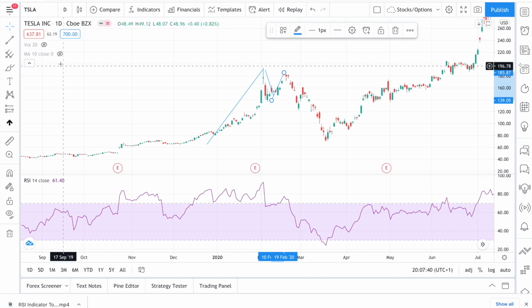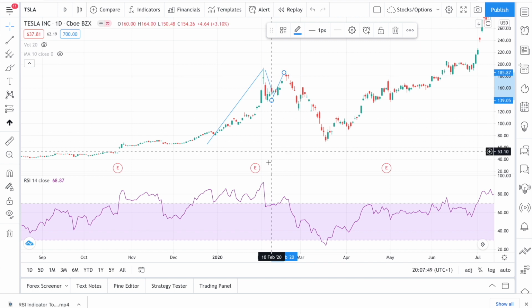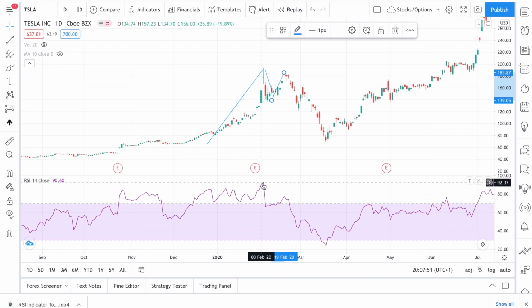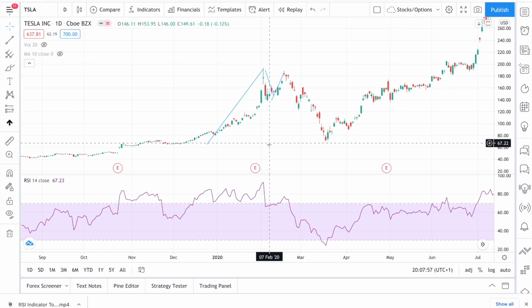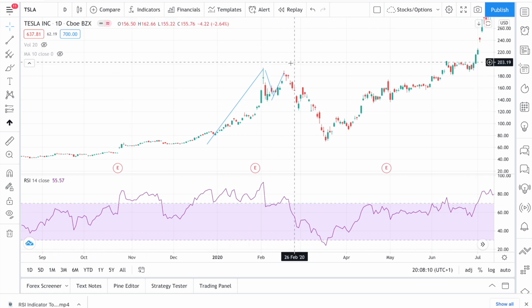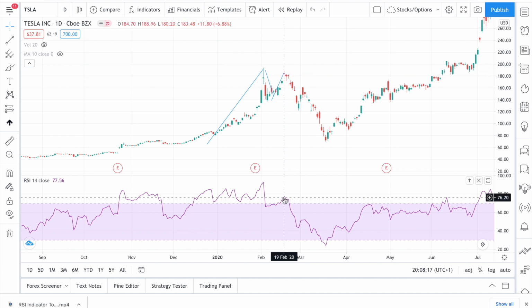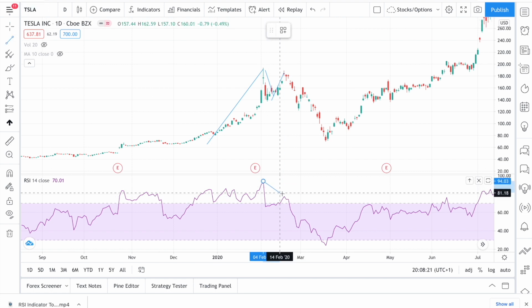However, if we have a look at the RSI, when the share price made the new high on the 4th of February 2020, the RSI made a new high as well. The RSI value was at 93, which is extremely high. When the market dipped to below 70, then rose and made roughly the same high at $190 on the 19th of February, look at the RSI. The RSI value was only 77. So this is RSI divergence.